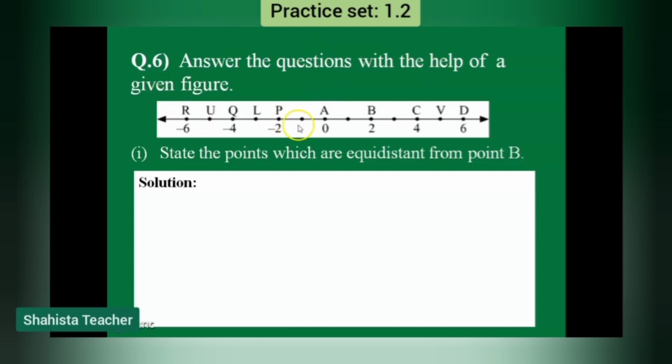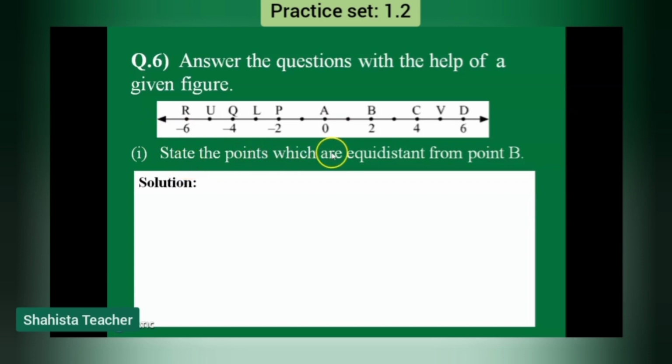Here one number line is given, and on this number line there are some points and coordinates given. Point R represents -6, Q represents -4, P represents -2, A represents 0, B represents 2, C represents 4, D represents 6. So these coordinate points are given. Let's solve sub-question 1.